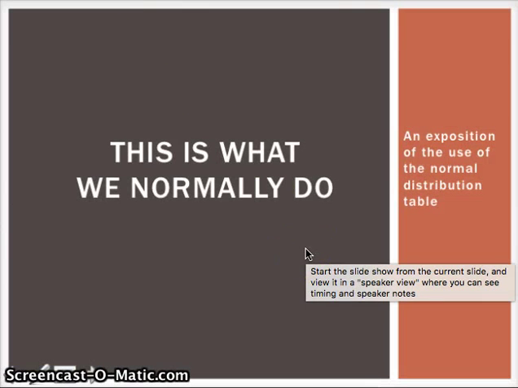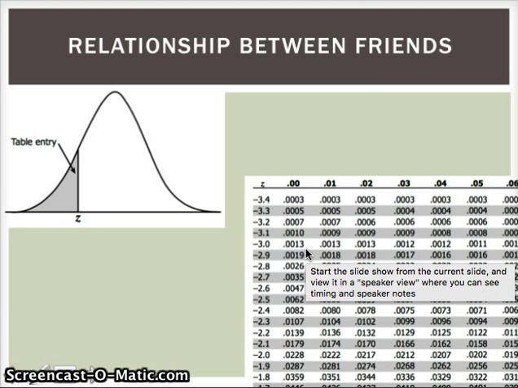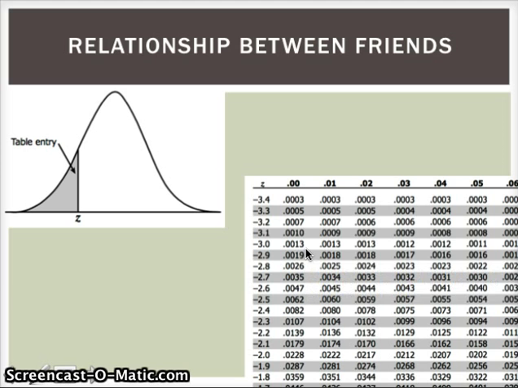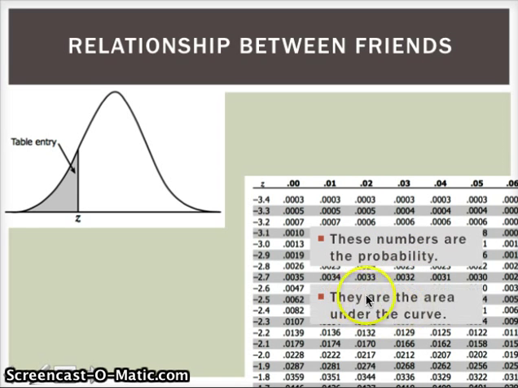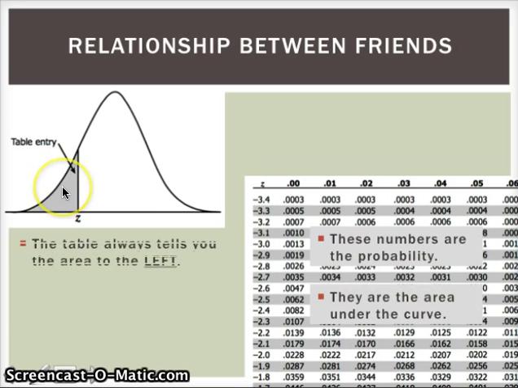All right, this video is about using the normal distribution. When we're talking about the normal distribution table, we have both a table and a graph. The numbers inside here are all probabilities. Each one of these decimals is giving you the area under the curve. So that's the connection between these numbers and the graph. Each table entry is an area under the curve.